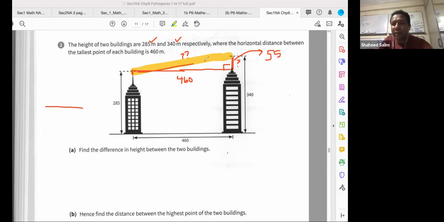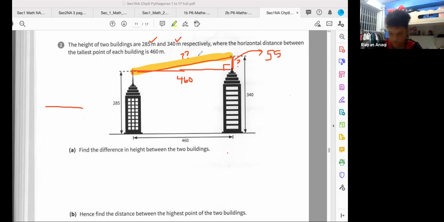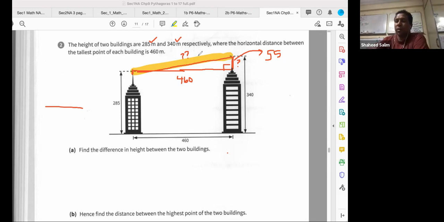Yeah, it's a right angle triangle. 460 squared plus 55 squared equals to that. Then you square root it. Okay, so they are camouflaging it. Don't be worried. It's actually basic. You will get a decimal, so it's okay.